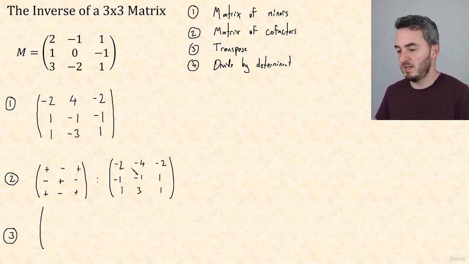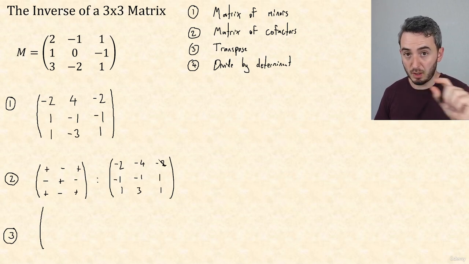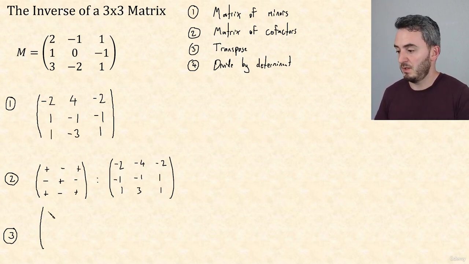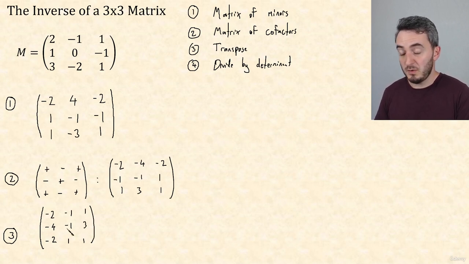So what that means is instead of minus 2, minus 4, minus 2 running across the top row, it's now going to run down the first column. So we have minus 2, minus 4, minus 2. Then we go to the next row, minus 1, 1, 1, and that becomes our next column. And finally, that bottom row becomes our right-hand column: 1, 3, 1. So we're nearly there.